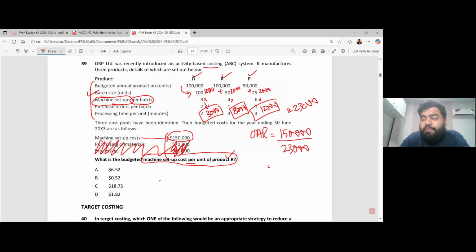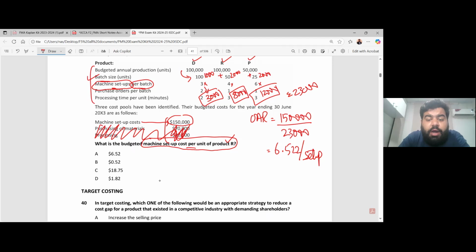So we'll calculate 150,000 divided by 23,000. It's 6.522 per setup. Now we have to calculate for the product R. How will you calculate? You know that base means OAR. You have calculated 6.522. Multiply by how many setups R was having? 8,000. Multiply it with 8,000.